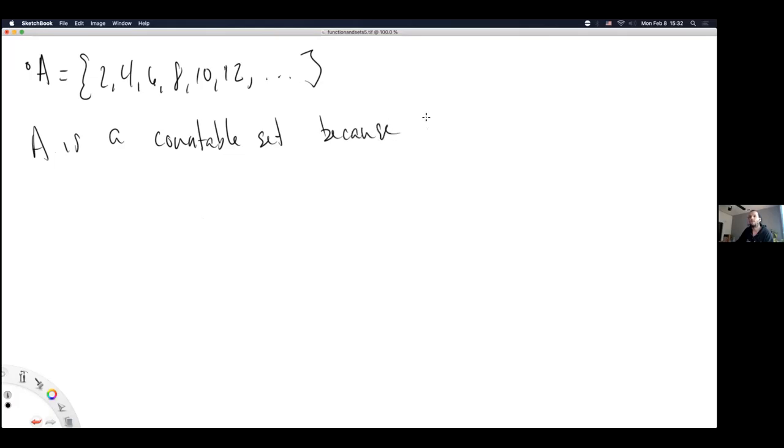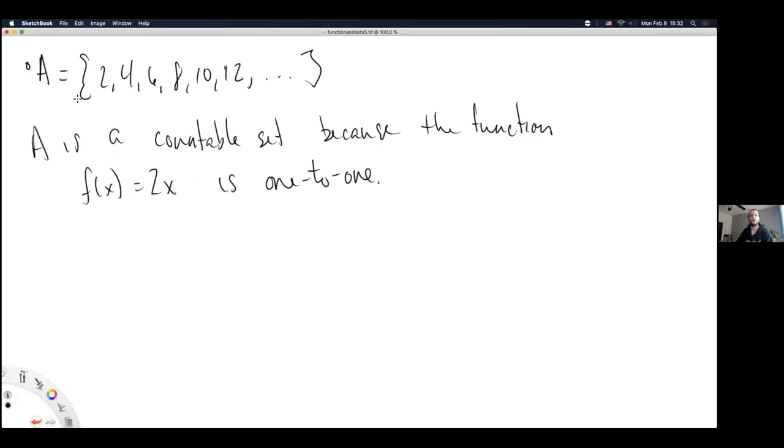Because the function f of x equals 2x is 1-to-1. It's almost cute. You know, I didn't actually include 0 in here, but it doesn't matter if you do or not. It's not going to change the cardinality of the set in the sense we're talking about.